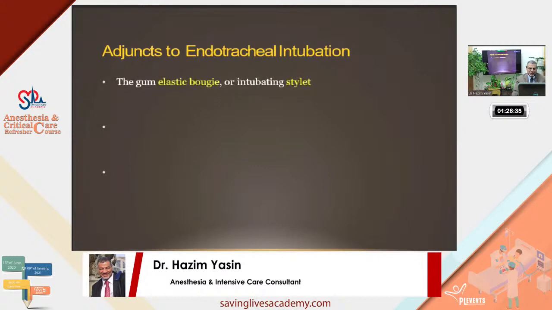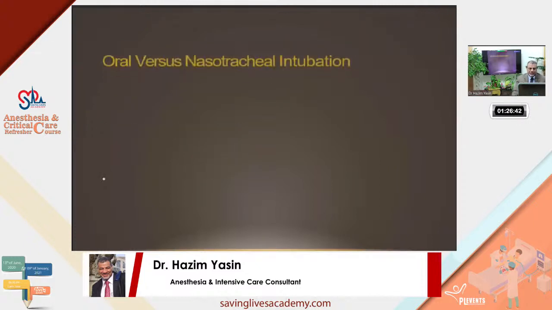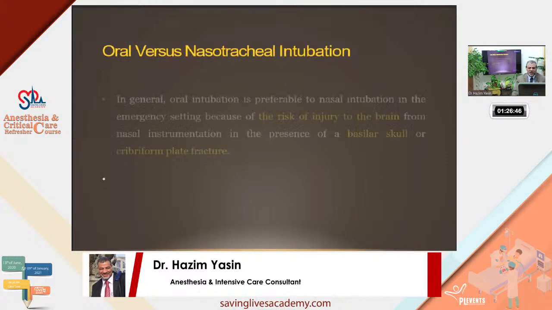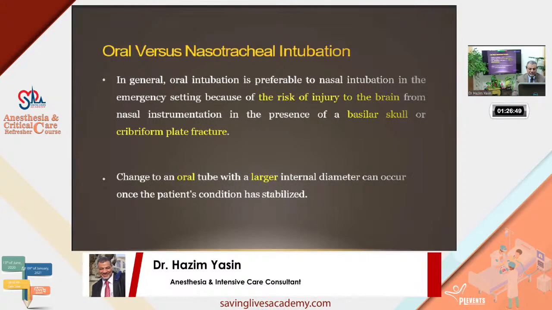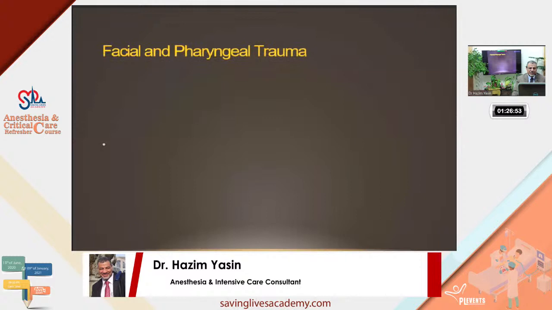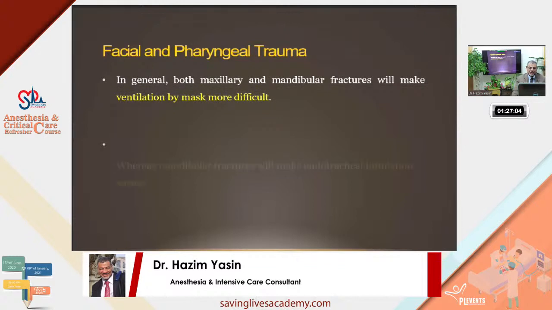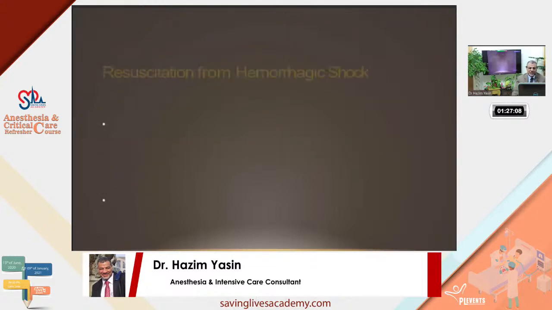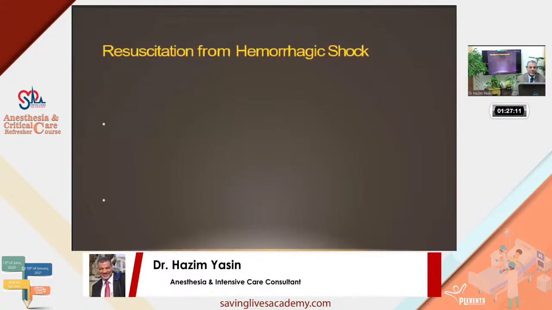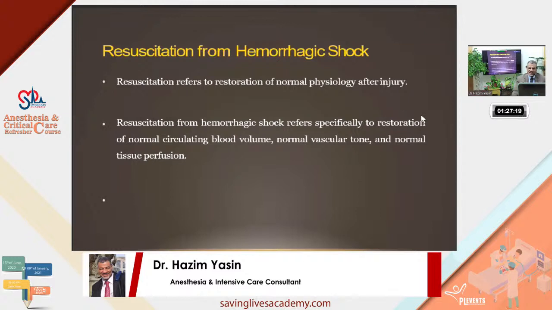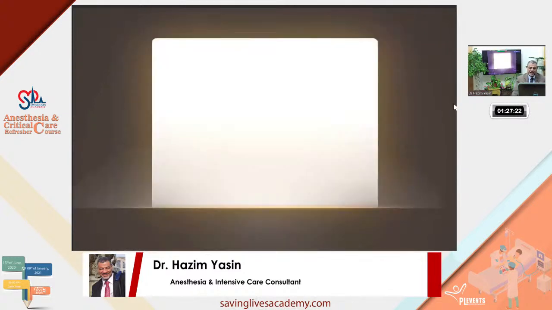And adjuncts for endotracheal intubation: gum elastic bougie with the stylet, esophageal combitube, laryngeal mask airway, oral versus nasotracheal. Of course, oral route is preferred. For facial and pharyngeal trauma, we proceed from the beginning to definitive airway by mainly cricothyroidotomy or tracheostomy.